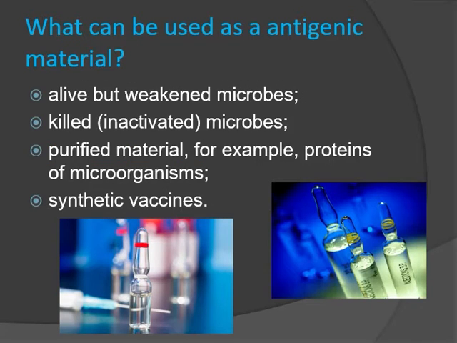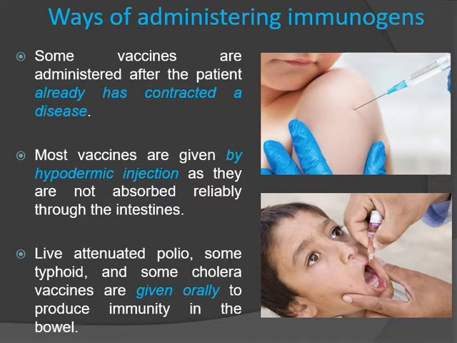What can be used as an antigenic material? Alive, weakened microbes, killed or inactivated microbes, purified material, for example proteins of microorganisms, synthetic vaccines. Vaccination includes various ways of administering immunogens. Some vaccines are administered after the patient already has contracted a disease.